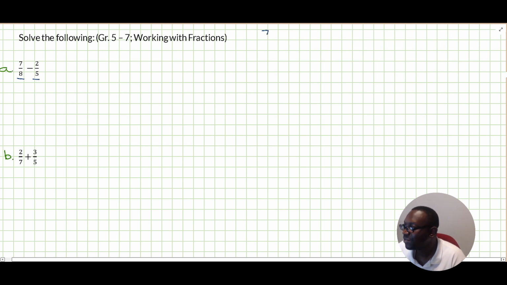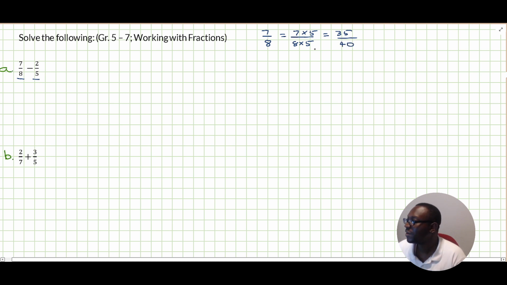So now 7 over 8, I need to convert it to a fraction with a denominator of 40. So what do I multiply 8 by to get to 40? I multiply 8 by 5. And because I multiply 8 by 5, I have to multiply 7 also by 5. 7 multiplied by 5 gives me 35. 8 multiplied by 5 gives me 40.